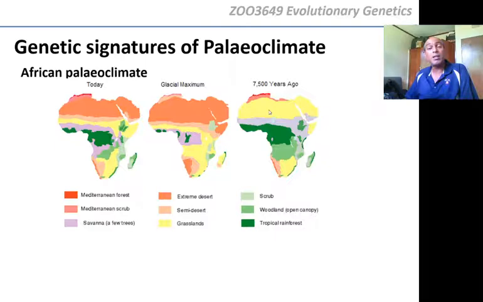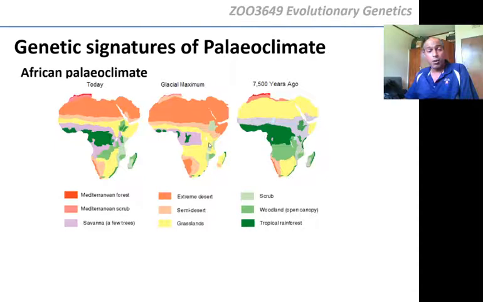Okay, it was a Sahara Desert during the Ice Age. It's a Sahara Desert today. But 7,500 years ago, it was completely grass covered. So you see how different Africa has become since the last glacial maximum and today. We went from there to there, and look how connected the forest is in Africa. There's no West Africa and Central, it's all connected.